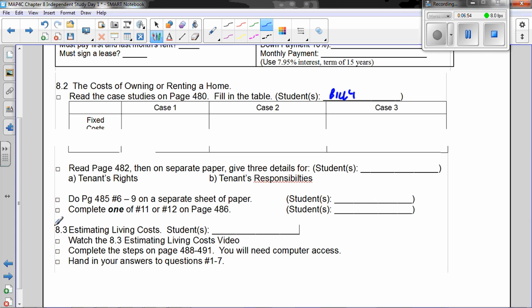The last thing that I want to mention is this 8.3. There is another video to talk about these estimating living costs. So this will be part 2. If you have other questions about the independent study, we'll answer them in class. So hopefully that is clear as mud for you. And that's it for this one. Unless you're doing this, then there's a part 2, 8.3. I'm going to stop there.